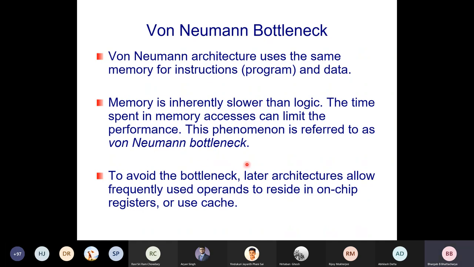So in computer architecture and organization, we would study this problem in more detail, and we'll see later on how this bottleneck, this speed limitation, can be overcome and speeded up by several techniques, like on-chip register use, use of cache memory, and so on.